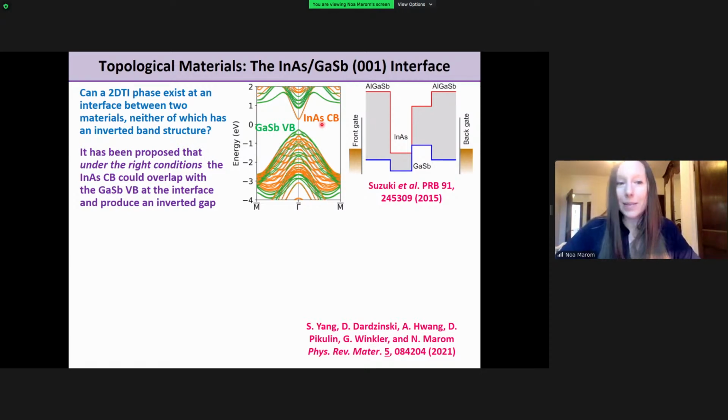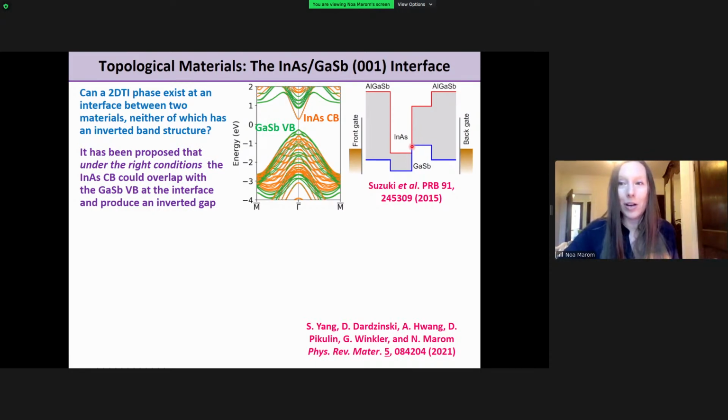So it has been proposed that under the right conditions, at this interface, you can see that the top of the valence band is made of gallium antimonide states, and the bottom of the conduction band is made of indium arsenide states, because that's how the bands line up. So it has been proposed that under the right conditions, you could raise the gallium antimonide top of the valence band and lower the indium arsenide bottom of the conduction band and get these bands to cross and then get an inverted gap to open. And you would theoretically achieve this topological insulator phase.